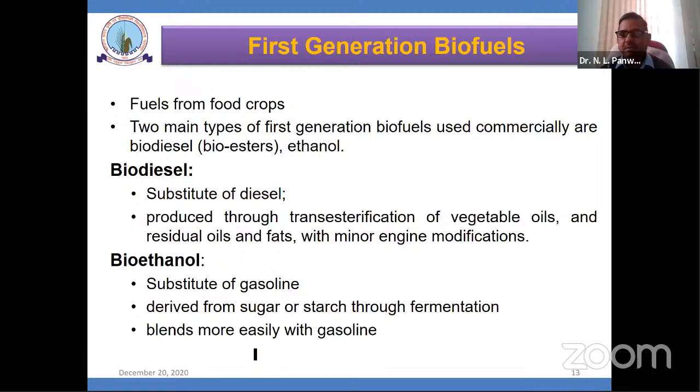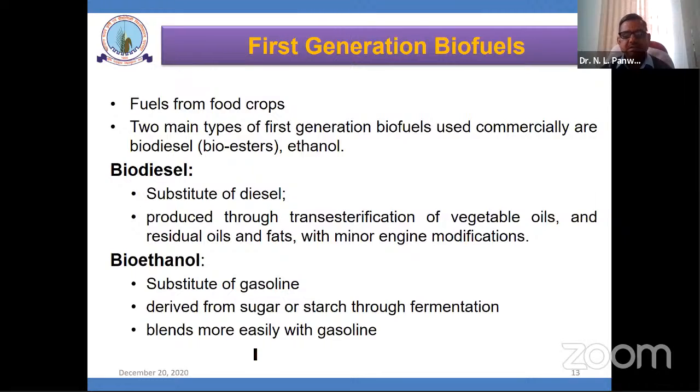If I produce biodiesel from soybean oil, or oil from mustard or groundnut, that is edible oil. So if we are producing biodiesel from edible oil, that is first generation biodiesel. No doubt it substitutes your diesel, and through the transesterification process, you all are aware that we transesterify your vegetable oil and get this kind of oil and fats. As of now, without major modification, you can run your existing engine by blending, or a 100% biodiesel engine is also available.